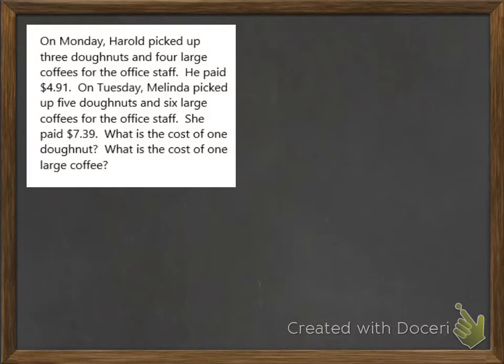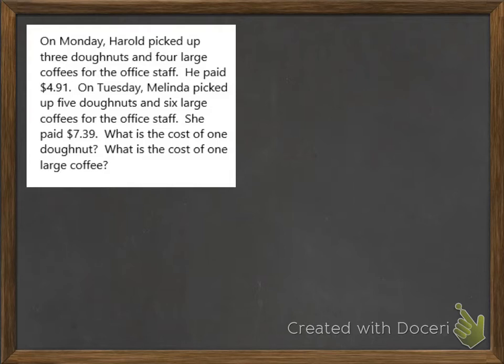All right, let's do this problem that models a system of linear equations. On Monday, Harold picked up 3 donuts and 4 large coffees for the office staff. He paid $4.91. On Tuesday, Melinda picked up 5 donuts and 6 large coffees for the office staff. She paid $7.39. What is the cost of 1 donut? What is the cost of 1 large coffee?